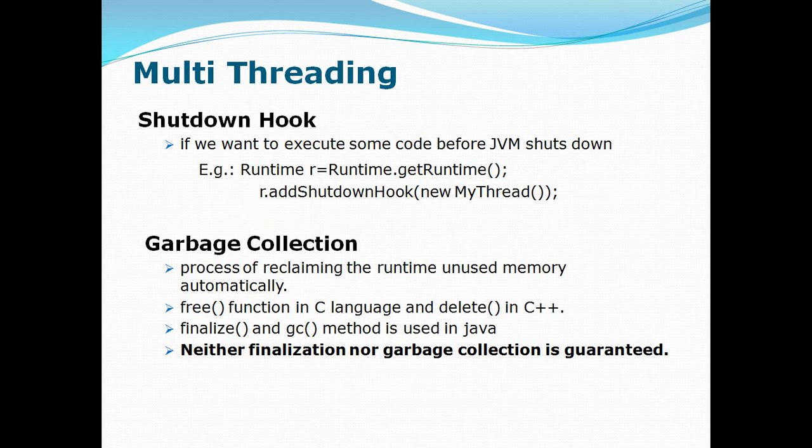Then we have seen what is a shutdown hook. If your application is abruptly terminated and before that you want to do some sort of task, you should put it in your add shutdown hook. So how to write the code? This is the one, Runtime.addShutdownHook.